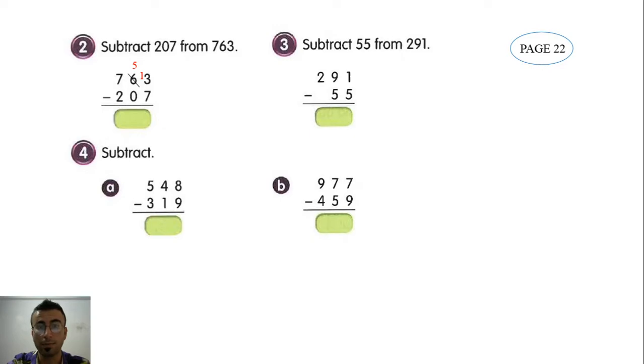So let's subtract the ones. 13 minus 7 equals 6. Let's subtract the tens. 5 minus 0 equals 5. And lastly, let's subtract the hundreds. 7 minus 2 equals 5. 556. Okay?